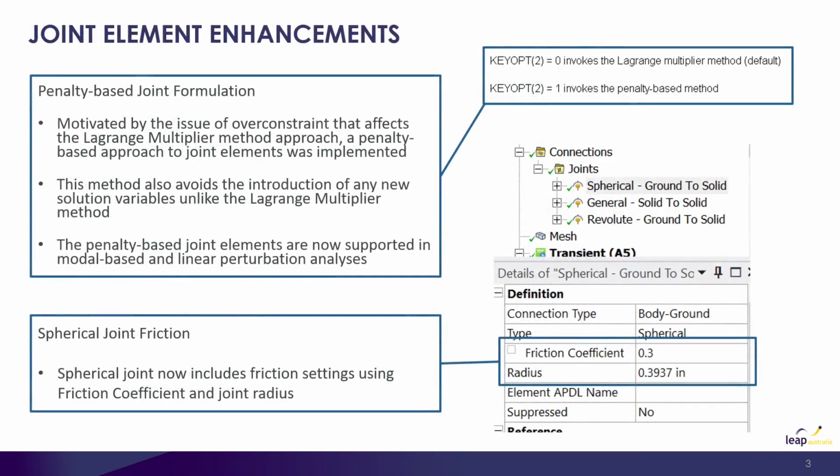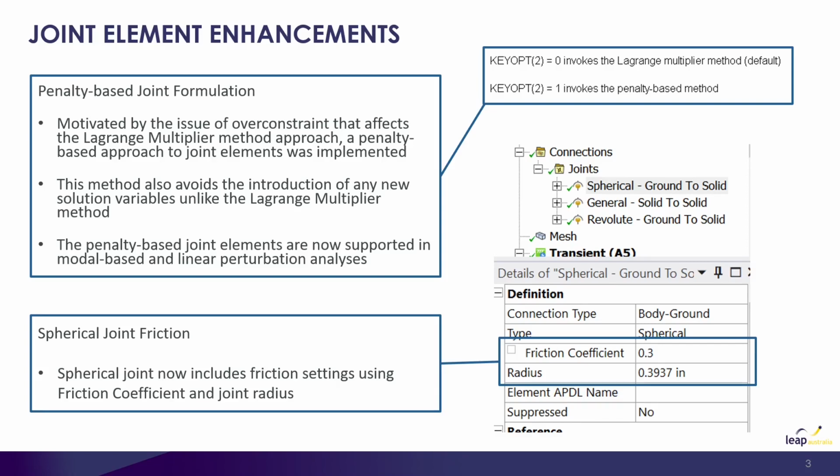Joint elements. So the penalty-based formulation was introduced last year, I believe, motivated by the issue of over-constraint that affects the existing Lagrange multiplier method. So to alleviate the need for expertise in applying these joints, the penalty-based formulation is a little bit more forgiving, and that's now been introduced for the modal-based and linear perturbation analyses.